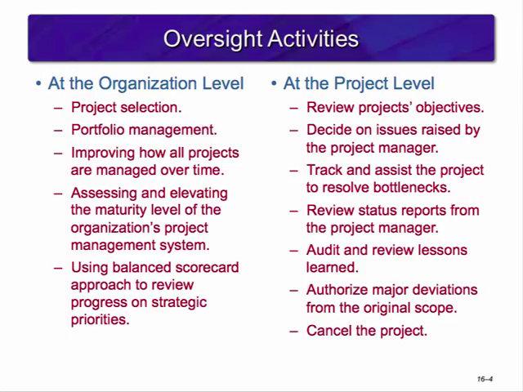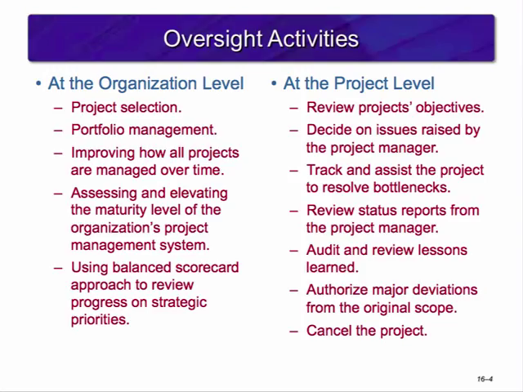This slide provides a list of oversight activities you will see at the organizational level, as well as oversight activities you will see at the project level. At the organizational level, you'll see activities such as project selection, portfolio management, continuous improvement, assessing and evaluating the maturity level of the organization's project management system, and the use of balanced scorecard to review project progress.